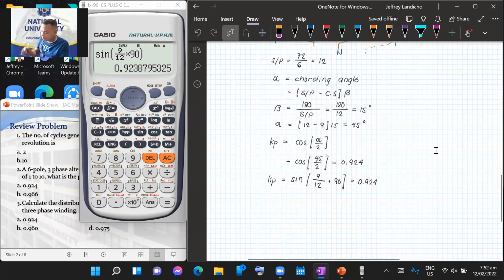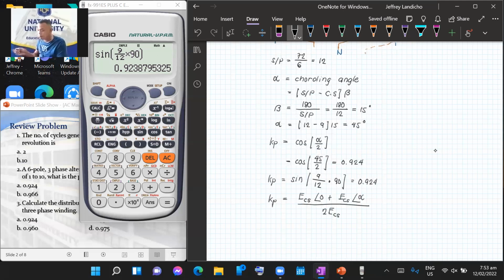Kaya generally, kapag kinuha mo si pitch factor, mathematically, that is equal to per coil side, generated voltage per coil side, angle 0, plus you have the generated voltage per coil side, angle alpha. So that is the vectorial sum. Yung ating algebraic sum, so that is only 2 times the generated voltage per coil side. Kaya kahit anong maging generated voltage per coil side natin i-assign, so walang magiging problema.